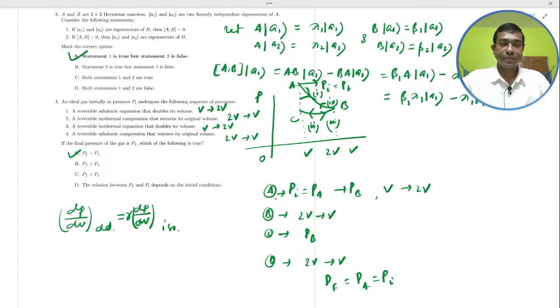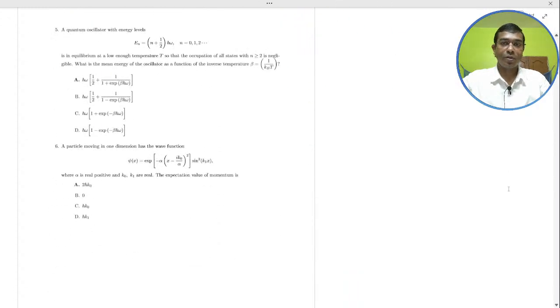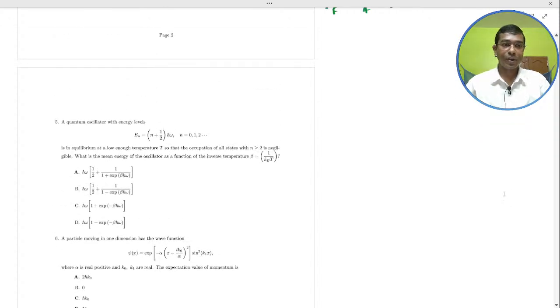Next question. Question number 5. A quantum oscillator with the energy level n plus half h cross omega is in equilibrium at a low temperature T, so that the occupation of all states with n greater than or equal to 2 is negligible. So now the question is, what is the mean energy of the oscillator as a function of the inverse temperature, that's beta, 1 by kB. This is basically, beta means the inverse temperature.